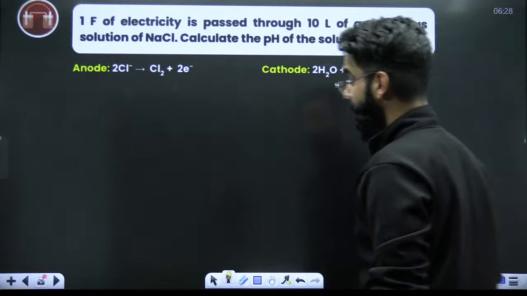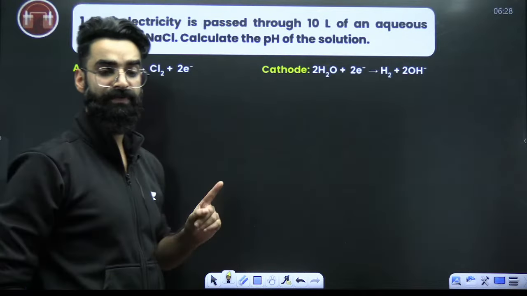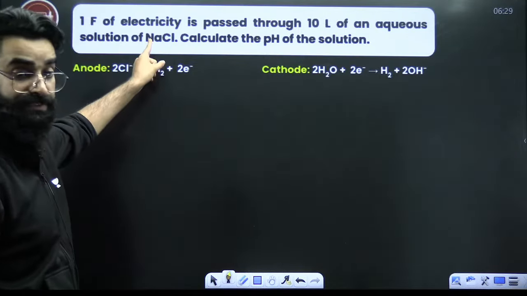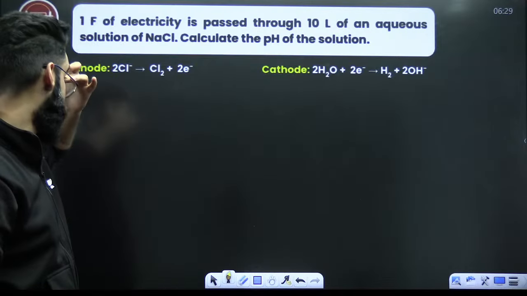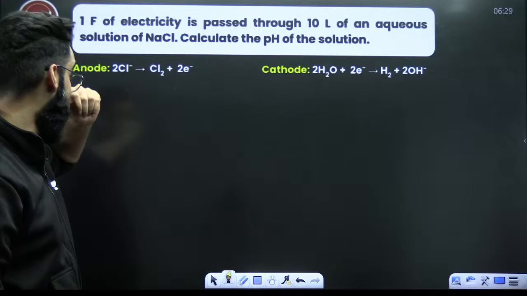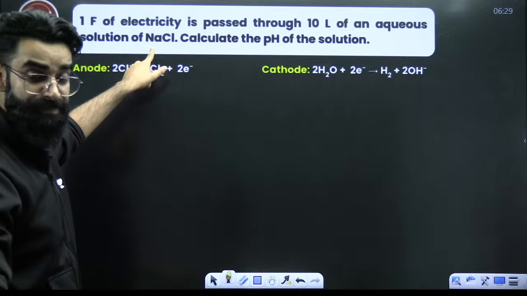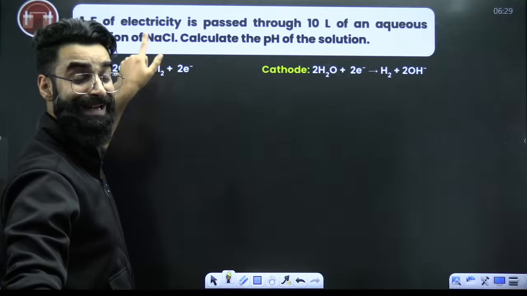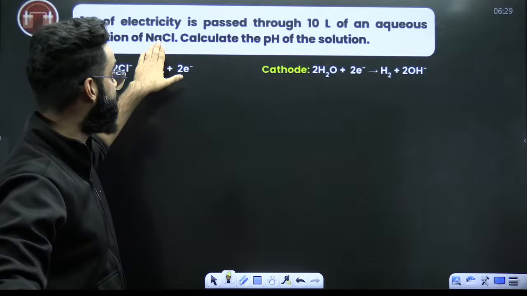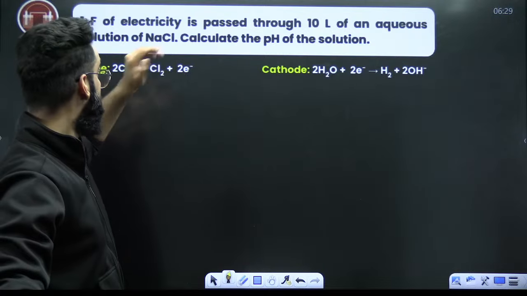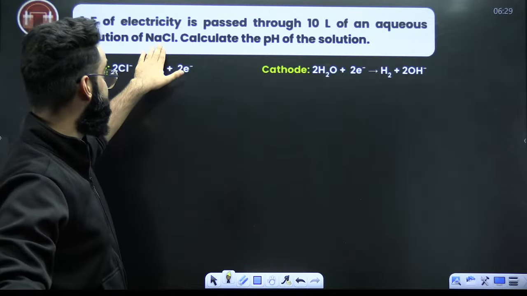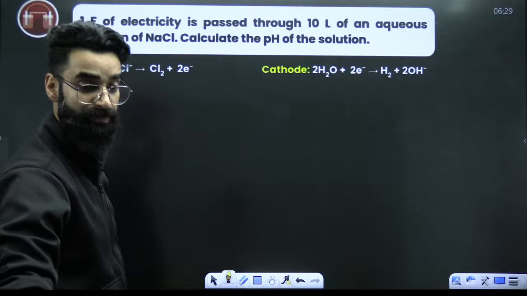The question is very simple. 1 farad of electricity is passed through 10 liter of an aqueous solution of NaCl. So as per the question, you are doing the electrolysis of aqueous NaCl. And since you are doing the electrolysis of aqueous NaCl, what are we supposed to calculate? We are supposed to calculate pH of the solution.